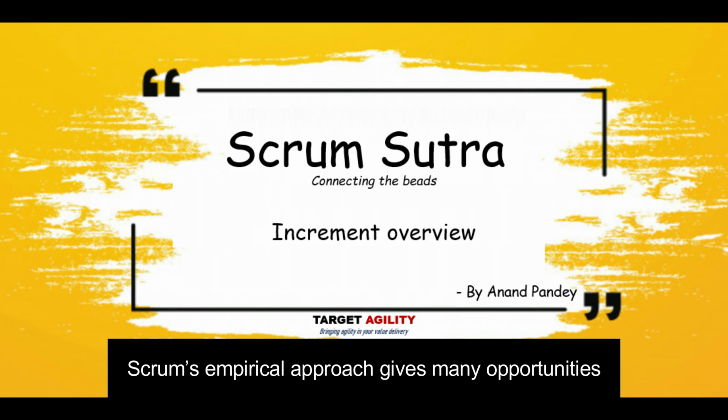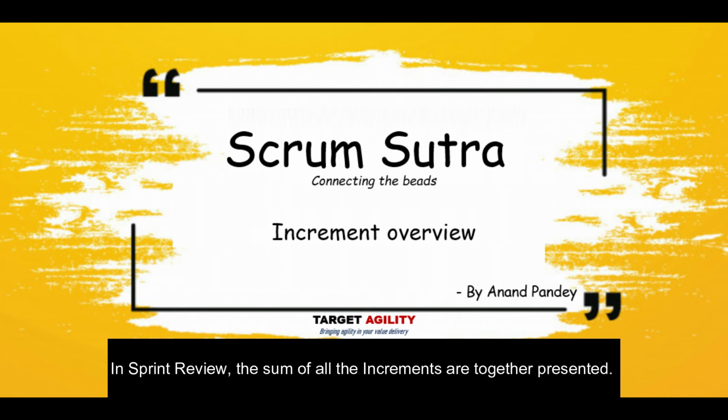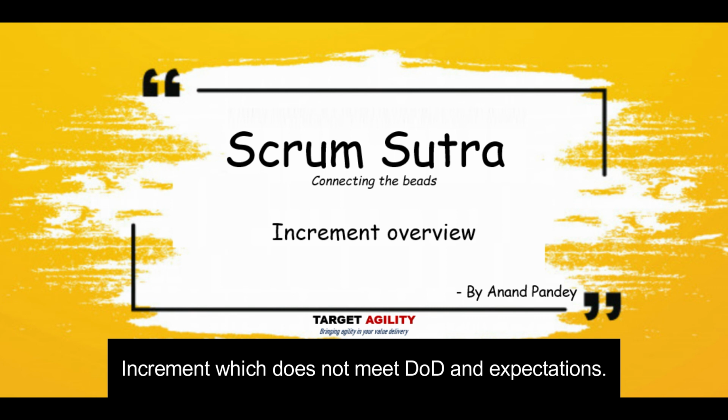Scrum's empirical approach gives many opportunities to inspect and adapt the increment. In sprint review, the sum of all the increments are together presented. The increment is collaboratively inspected by the stakeholders and the Scrum team. The product owner shows courage in not accepting an increment which does not meet definition of done and expectations.